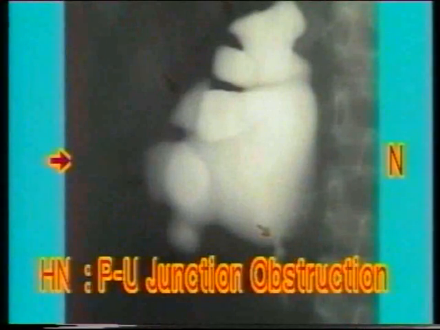This IVP shows right PU junction obstruction. The pelvis is typically extrarenal, large and redundant. Note the sudden narrowing to a normal ureter at the pelviureteric junction shown by the arrow. This is a typical congenital pelviureteric junction obstruction.